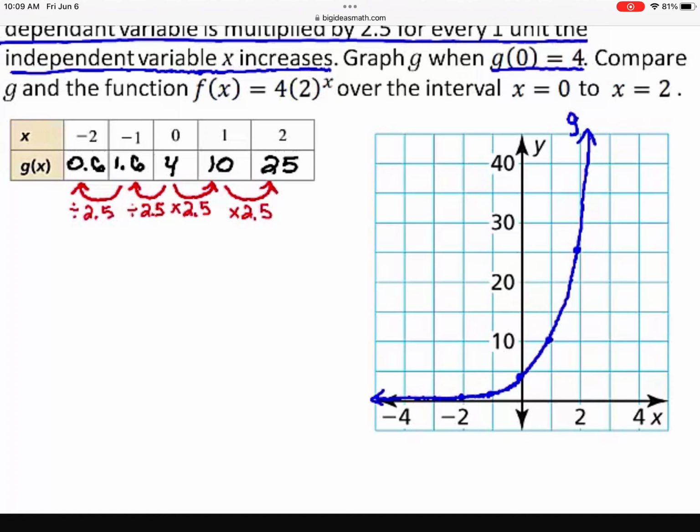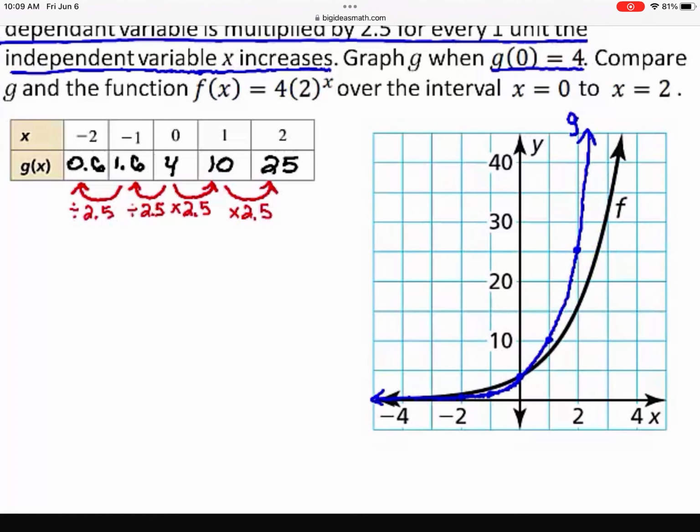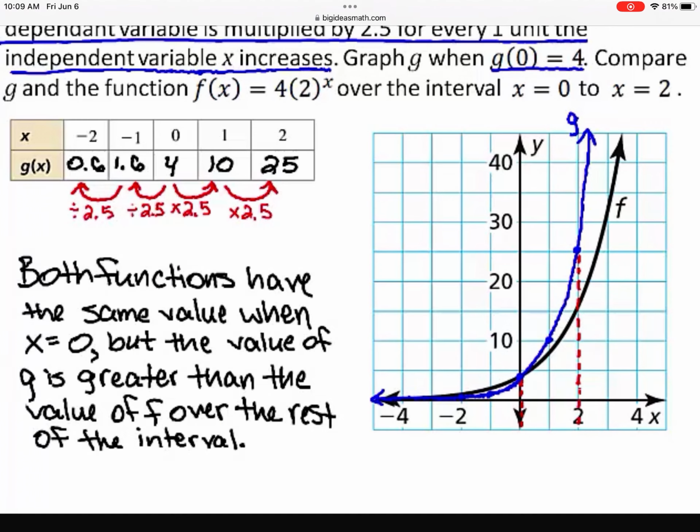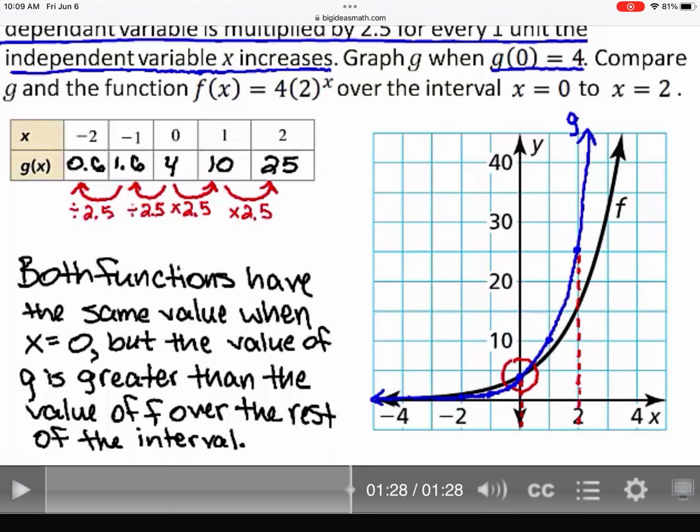Now you want to compare the graph of g to the graph of the function f of x equals 4 times 2 to the power of x over the interval x equals 0 to x equals 2. Both functions have the same value when x equals 0, but the value of g is greater than the value of f over the rest of the interval.